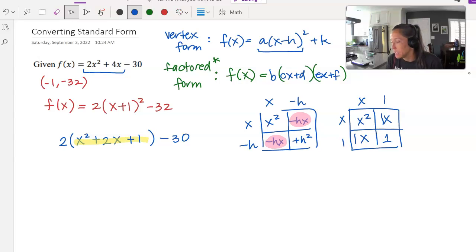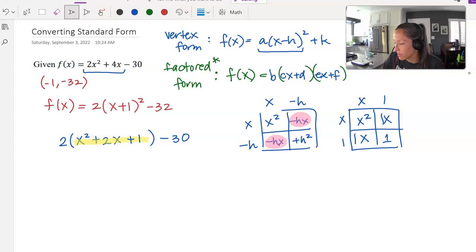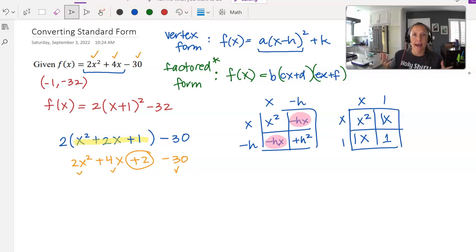Now here is what I did as an extra to show students to sort of justify where I headed. At this point, let's just multiply out what we have. We have a 2x squared plus 4x plus 2 minus 30, if I distribute out that 2. If we look back at our original function, because this is supposed to match, I still have a 2x squared, I still have a 4x, I still have the negative 30, but I changed the entire function by adding 2. We're not allowed to change our function from step to step.